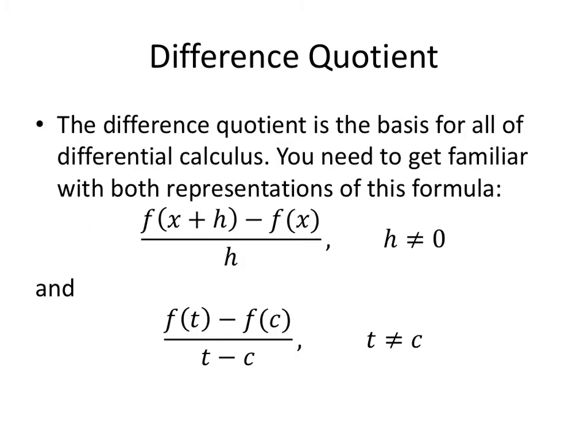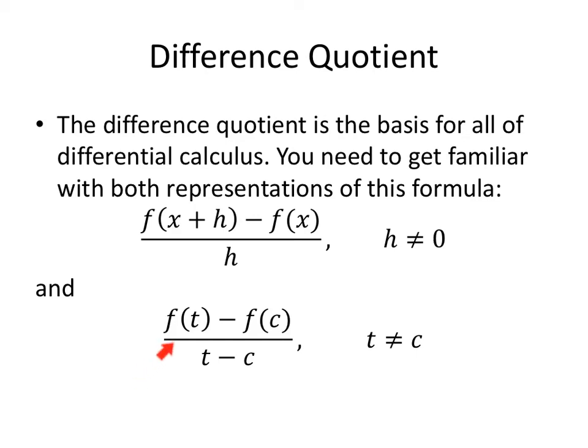The difference quotient. It's the basis for all of differential calculus. This is just the slope formula. It's just a fancy way of writing the slope formula for a pre-calculus student as opposed to what we would call slope for an algebra student. f of x plus h minus f of x all over h, as long as h is not 0. This is a difference, subtraction. Quotient, division. So difference quotient, literally saying a subtraction with a division.